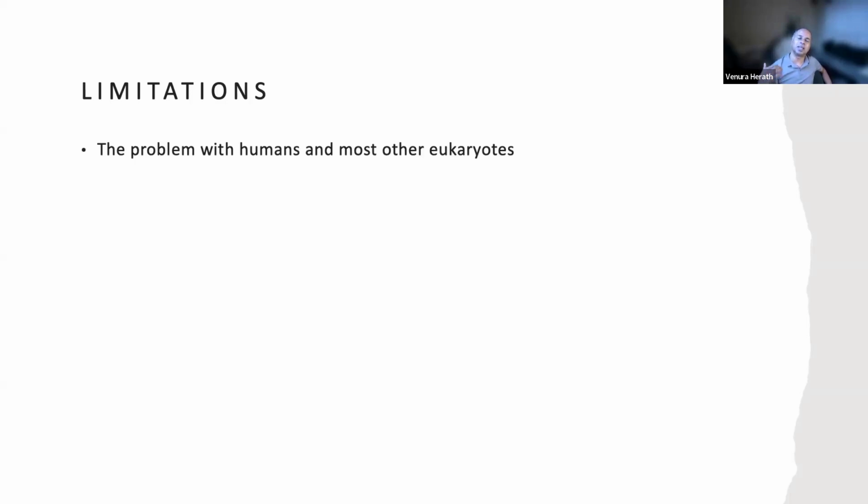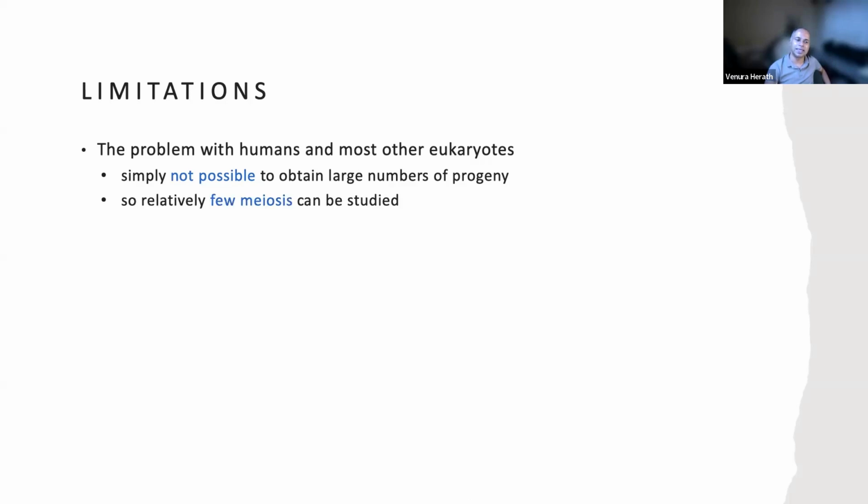But the issue is again with humans and most other eukaryotes, because it's kind of impossible to have a large number of progeny within a short period of time. Like in humans, I told you, right? You can't basically get 100 males and 100 females and tell them, okay, go and cross over, we are going to look at your children. That is not a reality. And the same goes for most of the other eukaryotes as well. So therefore, we can study fewer meiosis events compared to the others.